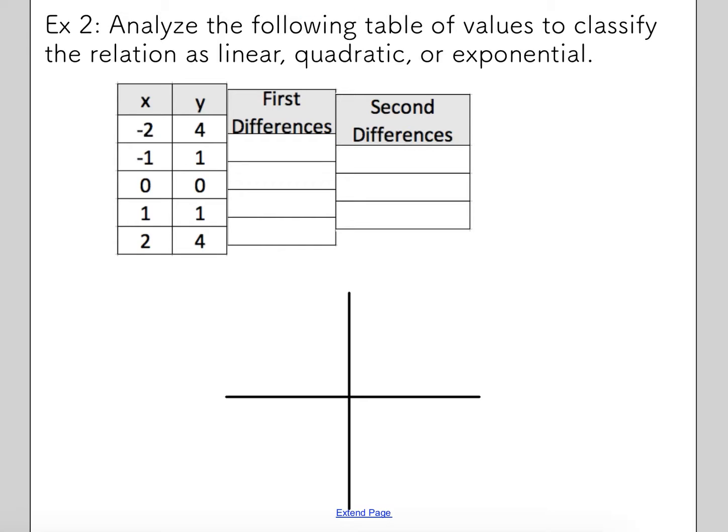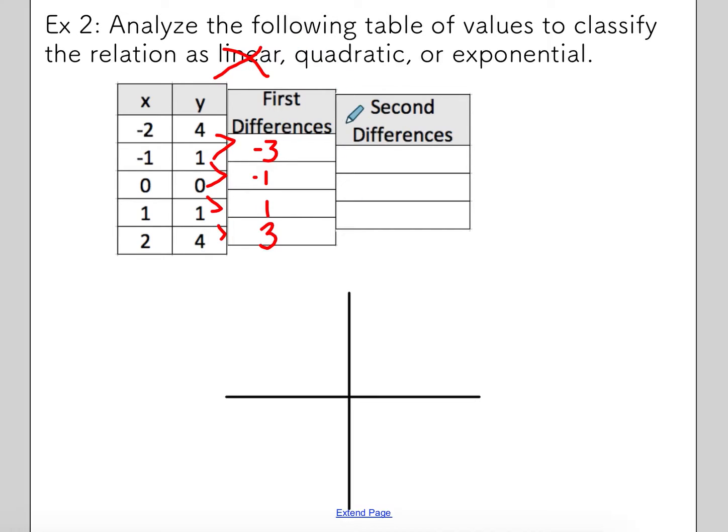So same sort of question. We're analyzing this table of values. We're checking that our x values are all increasing by 1. We're going to do our first differences first. So we're going to do 1 minus 4, and you'll see that you get -3. If you subtract 0 minus 1, you've got -1. So right away you can see my first differences 100% are not constant. So we don't have the same situation as we had in the previous example. This is definitely not going to be a linear function, because remember, linear functions have constant first differences.